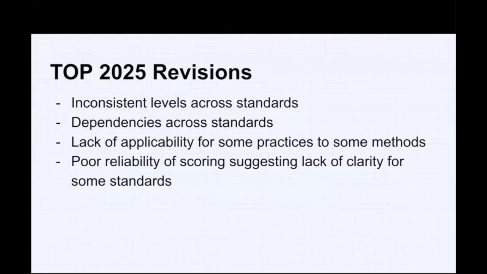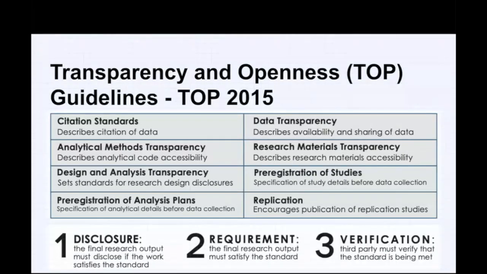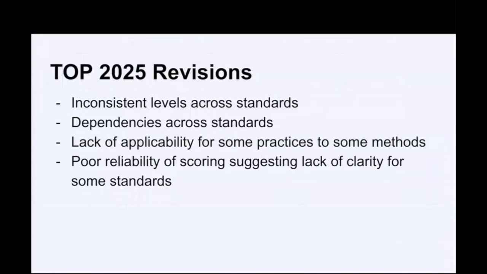Now, as I just showed on the previous slide, it's supposed to be that for each of the eight domains, there's a specific level of adoption that can be deployed. So for level one, it would be disclosure of the research practice. For level two, it's a requirement that research outputs satisfy that standard. And for level three, there's some verification that the practice has been done to a certain level. However, when we actually look at the guidelines, it turns out that these three simple levels don't actually apply consistently across all standards. So TOP 2025 aimed to address that inconsistency.